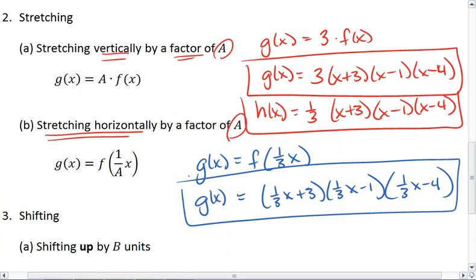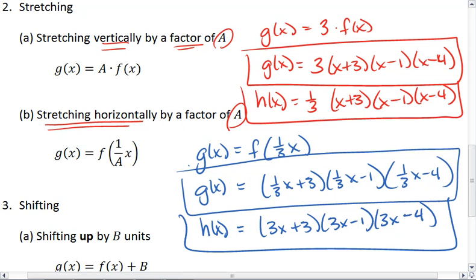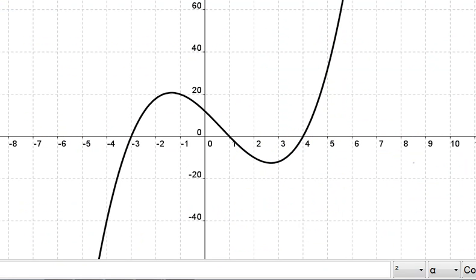Just like with vertically, when we can shrink, we can also shrink horizontally. Let's say we wanted to shrink by a factor of 3. Then we just multiply by the 3. So we get 3x plus 3 times 3x minus 1 times 3x minus 4. That shrinks our graph by a factor of 3. So we've now squished our graph inwards as if we were pressing from both sides, and we have 1/3 of what we originally had.